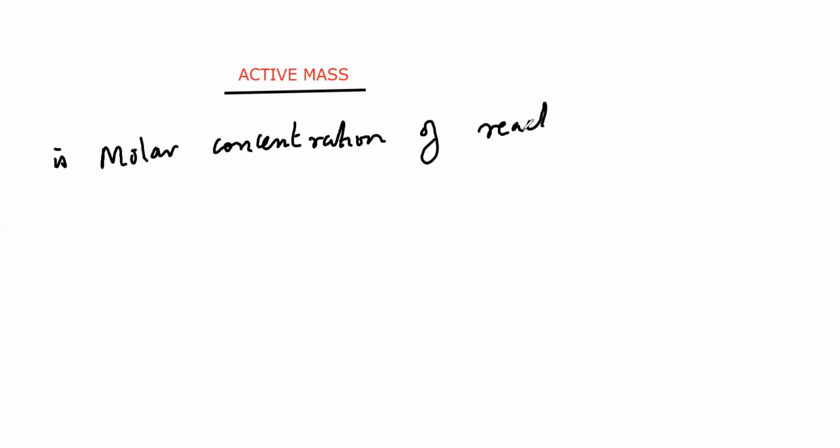So active mass. We should know what this active mass is. Active mass is the molar concentration of the reacting substances. Reacting substance in the sense which is actually participating in the reaction. Okay, so active mass is the molar concentration of the reacting substance which is actually participating in the reaction.